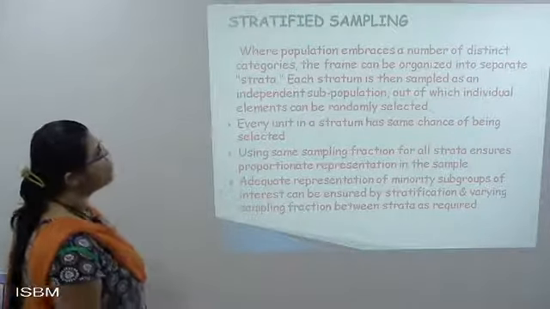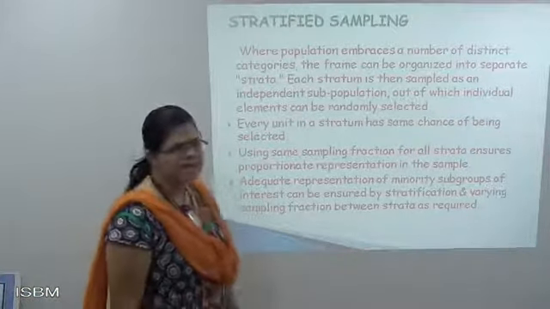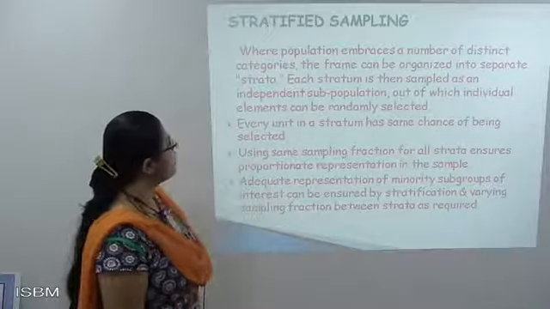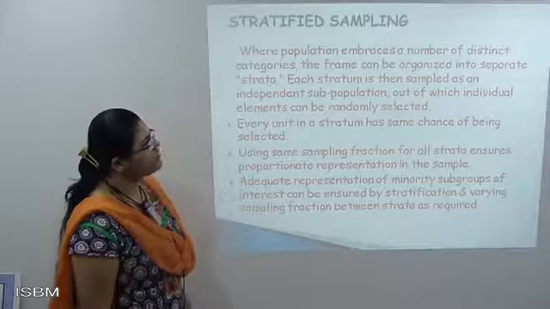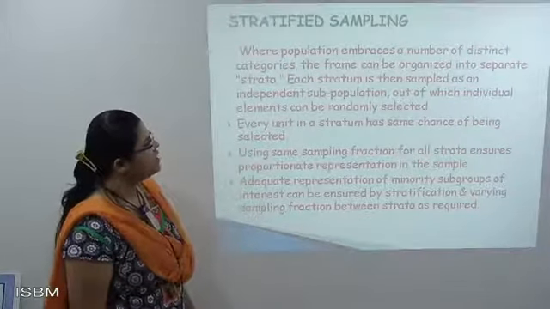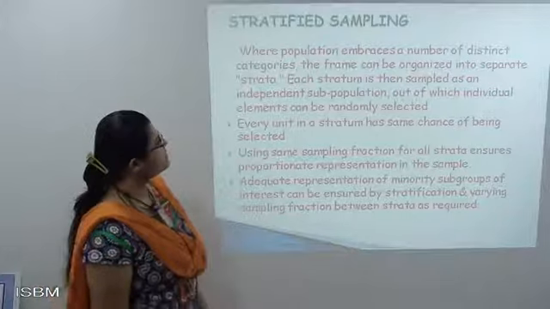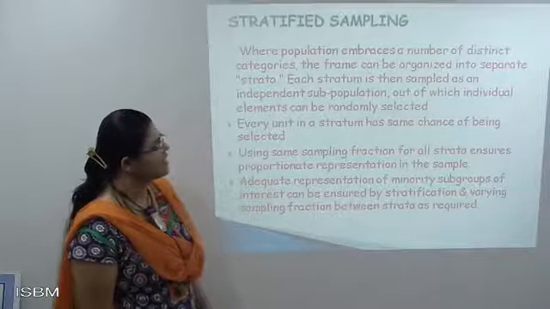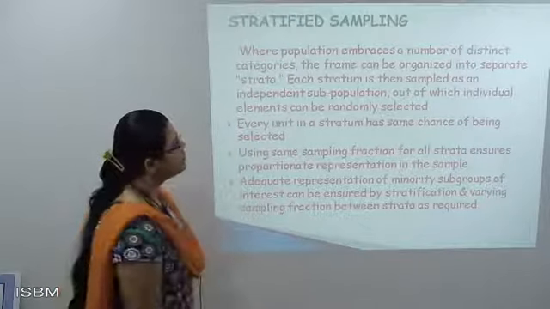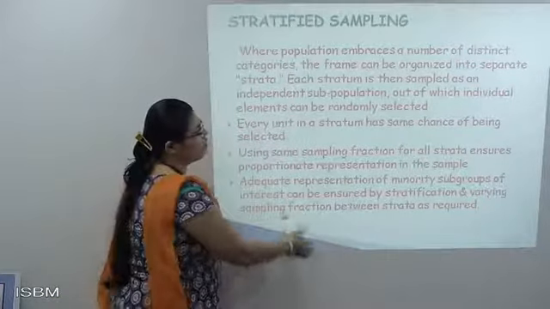Now, I have one more that is called stratified samples. Stratified sampling is where a population with a number of distinct categories, the frame, can be organized into separate strata. Each stratum is then sampled as an independent subpopulation out of which individual elements can be randomly selected. Stratified means you need to distinguish each and every person.